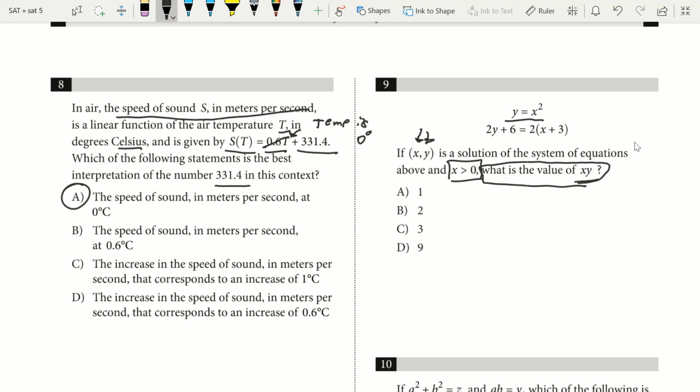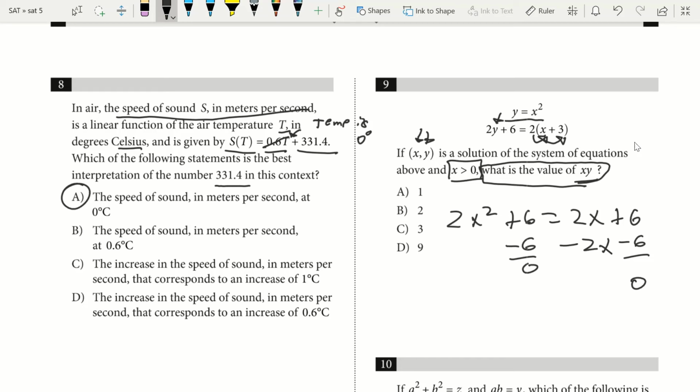All right, so we're given that y equals x squared, so we can go ahead and plug that into our equation for y. So we're going to have 2x squared plus 6 equals 2 times x plus 3. Well, 2 times x gives us 2x, and then 2 times plus 3 gives us plus 6. Now what we're going to do is get all our x's on one side of our equation. So we're going to subtract 6 from each side, and the 6's will cancel on each side. Now we have to subtract 2x from each side, so we can get all of our x's on one side. So we have 2x squared minus 2x equals 0.